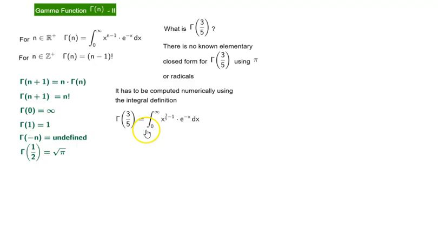Gamma of 3/5 is equal to the integral from 0 to infinity of x to the power of 3/5 minus 1 times e to the power of minus x dx, which simplifies to x to the power of minus 2/5 times e to the power of minus x dx. Now, this particular function looks like this.